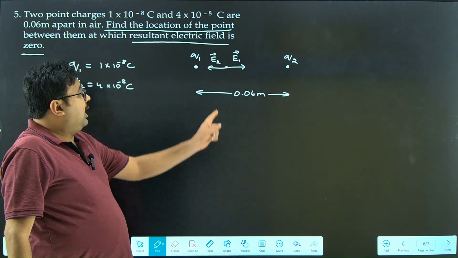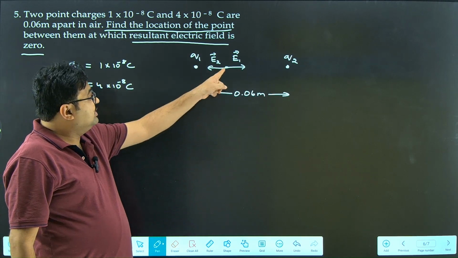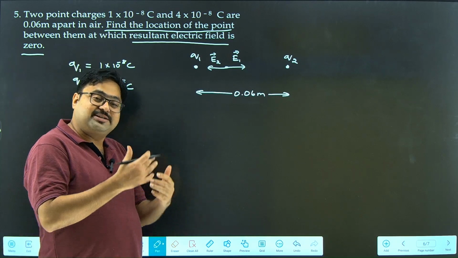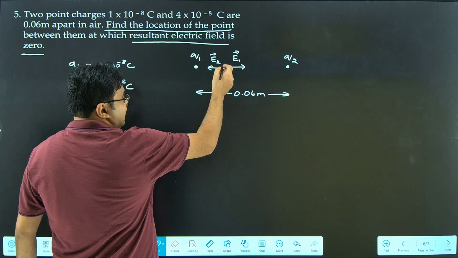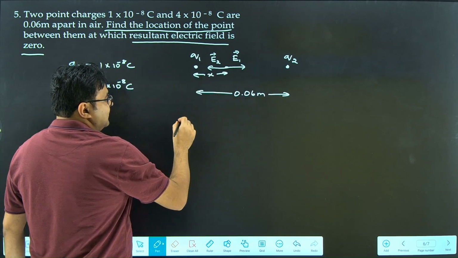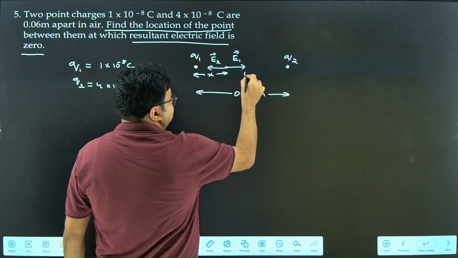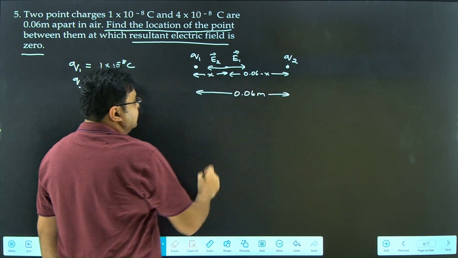Now, when will you have the electric field zero? The electric field will be zero when these two electric fields, E1 and E2, are equal, because they are in opposite directions. They would cancel each other out. When they are equal, they will cancel and the electric field is going to become zero. Let's say that happens at a distance x, right? Obviously, the rest of the distance becomes 0.06 minus x. That's the rest of the distance.